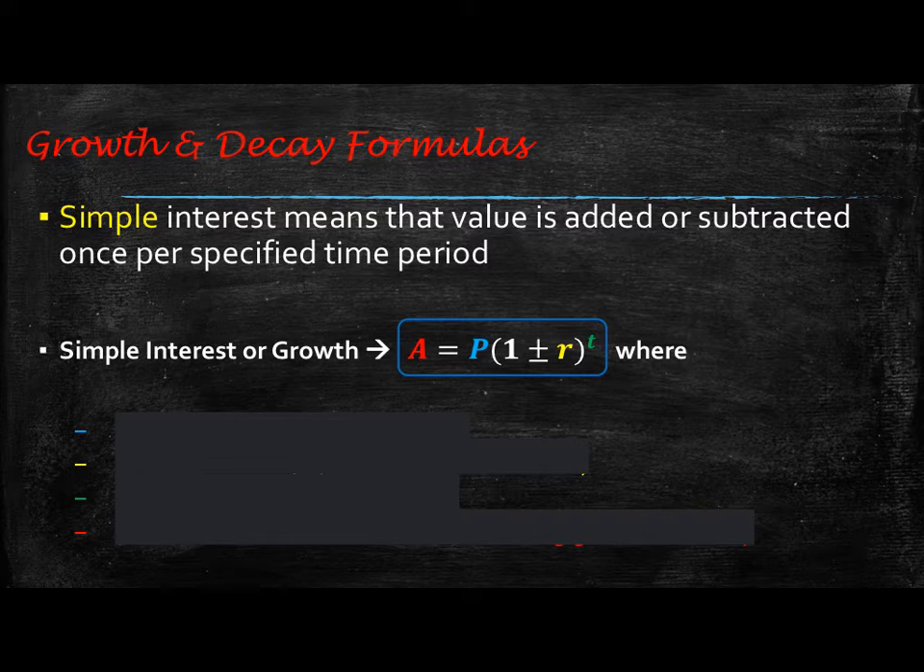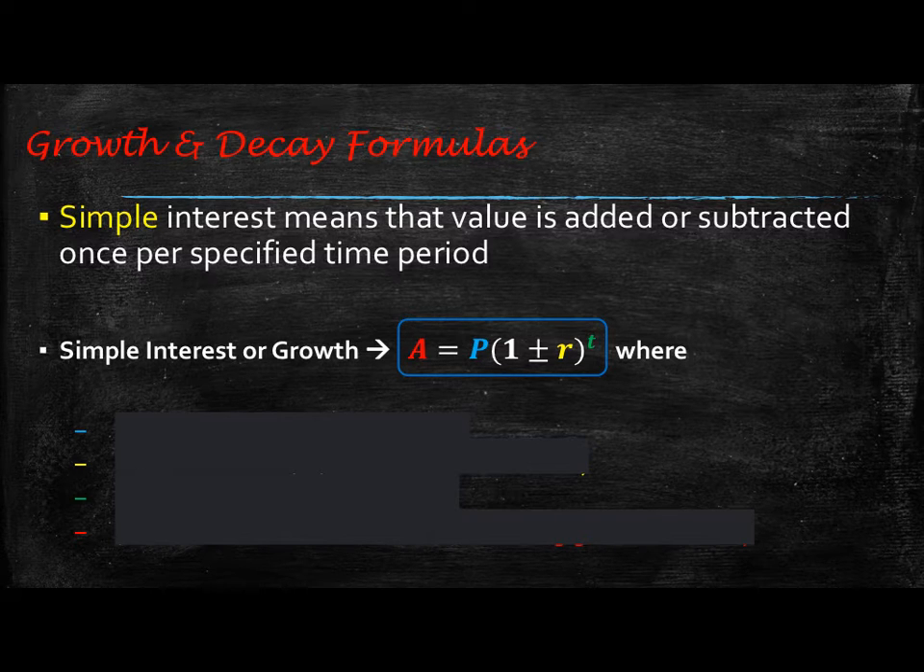Okay, the first formula is simple interest. Simple interest means that the value is added or subtracted one time over a time period. A lot of the times you'll see simple interest, like in a checking account, it's just added one time, and you'll see that again in the word problem. It'll say it's simple interest, and honestly, if it doesn't say anything about it being compounded, then you know it is a simple interest problem.